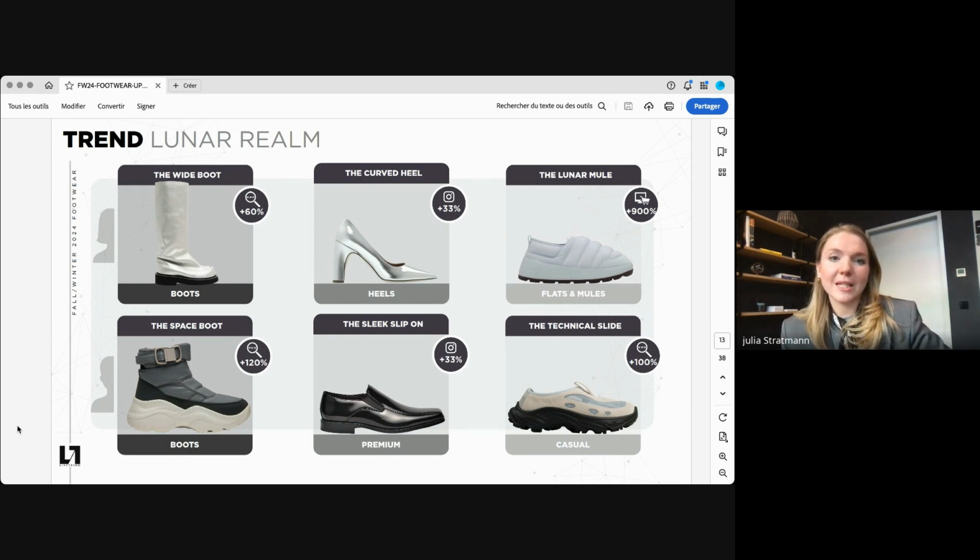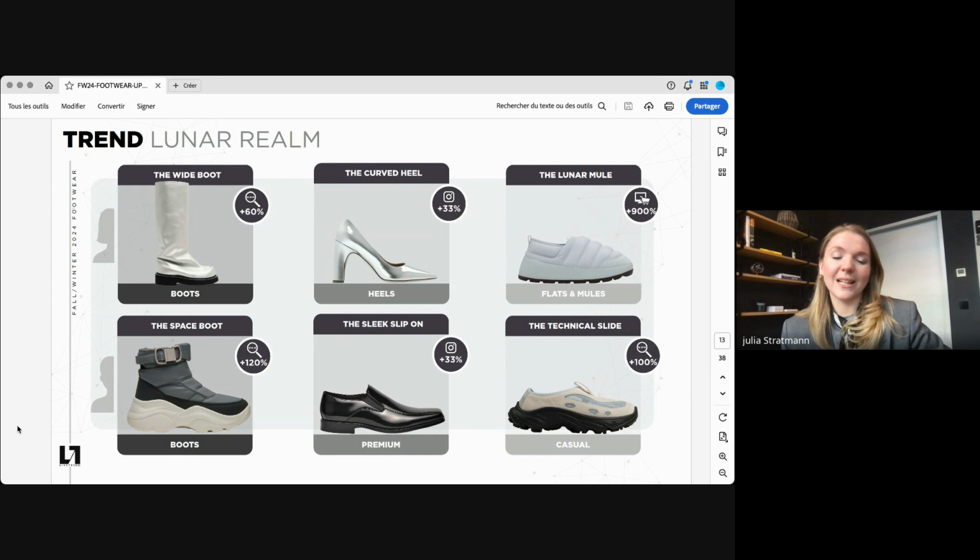And then we've got the sleek slip-on, which is taking us into a future lab world for premium shoes, as for example the last Prada collection. And with its glossy finish and laceless design, it's really adding a modern shift to dress shoes. And for the casual men's footwear, we have the technical slide, which is quite inspired by the 2000s racy technical sneakers and adds a new Y2K wave in terms of shapes to men's mules.